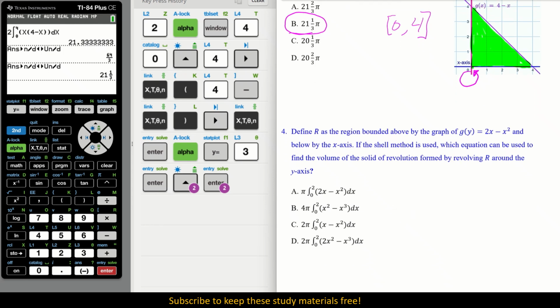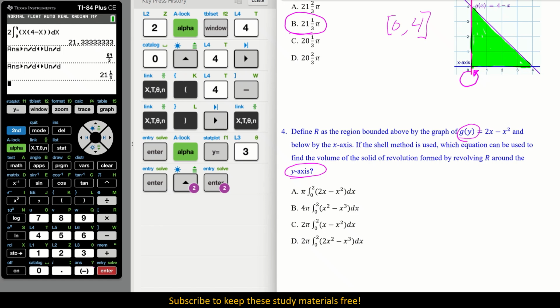Number 4. Define R as a region bounded above by the graph of g of y. You may be wondering about the g of y. The g of y is a gift. That means you don't have to alter the form. I have taken several tests where you have to do that. If this was g of x, you would have to put it in g of y. But here it's a gift because we're going about the y-axis. So, now what do we need to do?